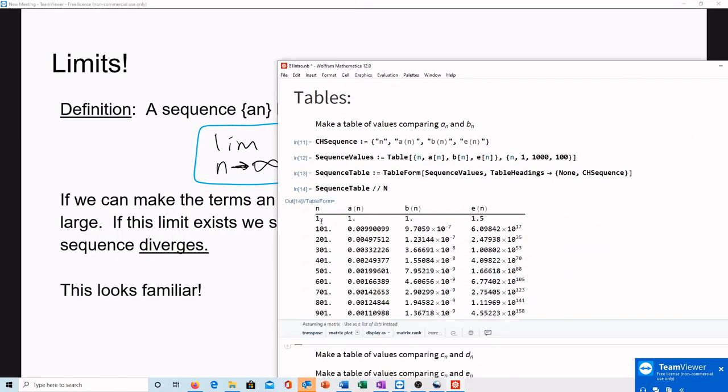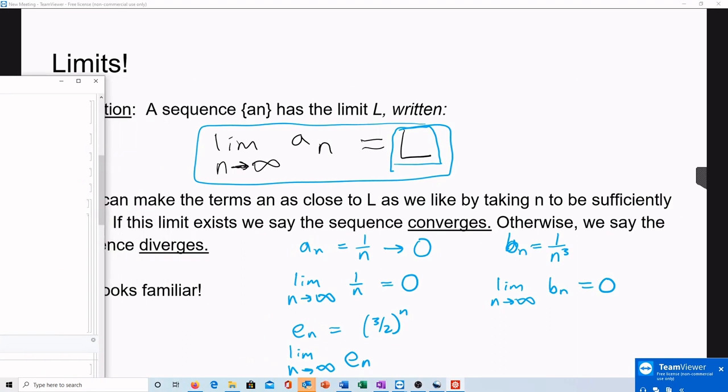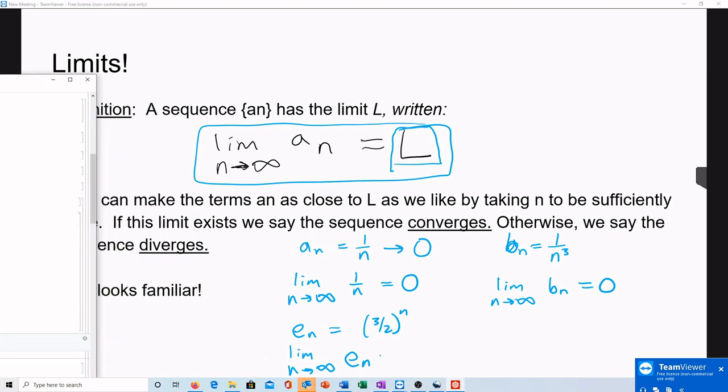As n gets bigger and bigger, it starts at 1.5, and then immediately when we plug in 101, we get to 10 to the 17th. That's huge. And as you go down this list, it's bigger and bigger. So the question is, well, what is that approaching? That looks to be approaching infinity.